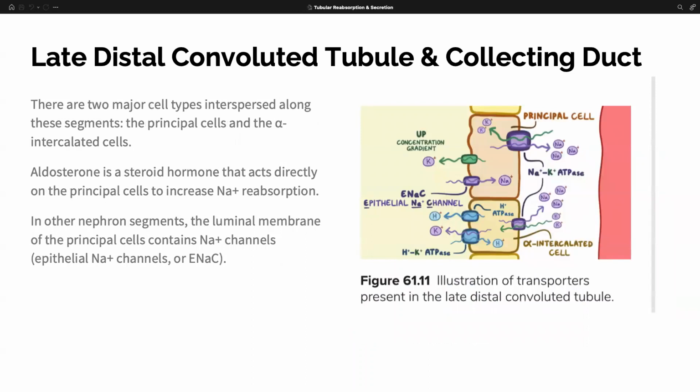This is the late distal convoluted tubule, and the collecting duct can be discussed as one because physiologically they're quite similar. They have two main types of cells, the principal cells and the alpha intercalated cells. You have to remember the principal cells are mostly responsible for sodium reabsorption and potassium, but the alpha intercalated cells are more responsible for H plus ions and potassium ions. And you have to remember the ENaC channel, and this ties in a lot with pharmacology with potassium-sparing diuretics and aldosterone mimetics, but that's a different topic.